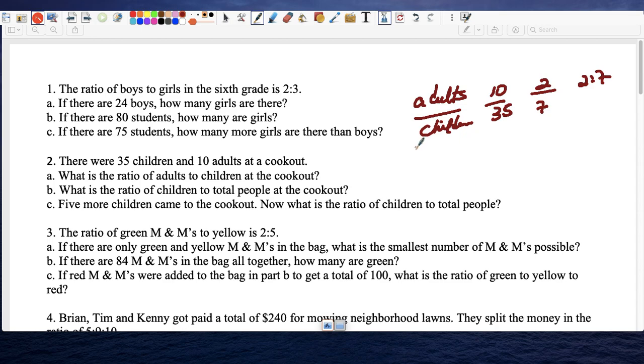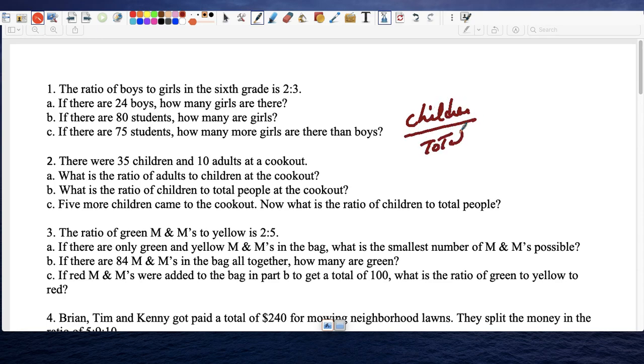What is the ratio of children to total people? Well, there are 35 children. So again, let me erase this. So now the ratio is, they're asking us of children to total. Well, how many children do we have? We have 35 children. What's the total number of people at the barbecue? It's 35 plus 10, which gives us 45. Simplify that, we get 7 over 9. So the ratio of children to total is 7 to 9.